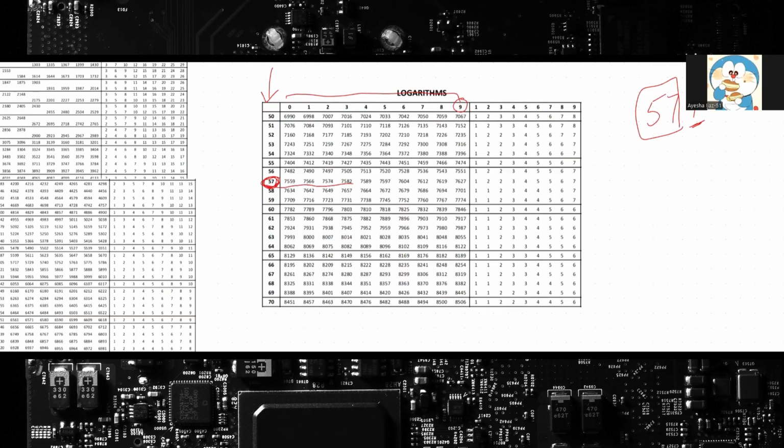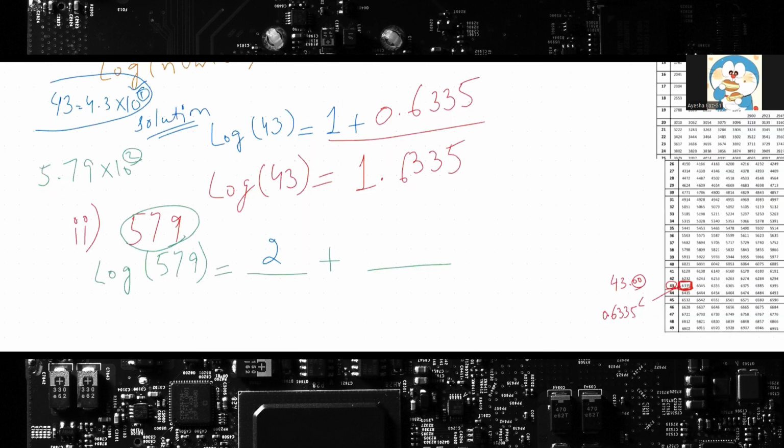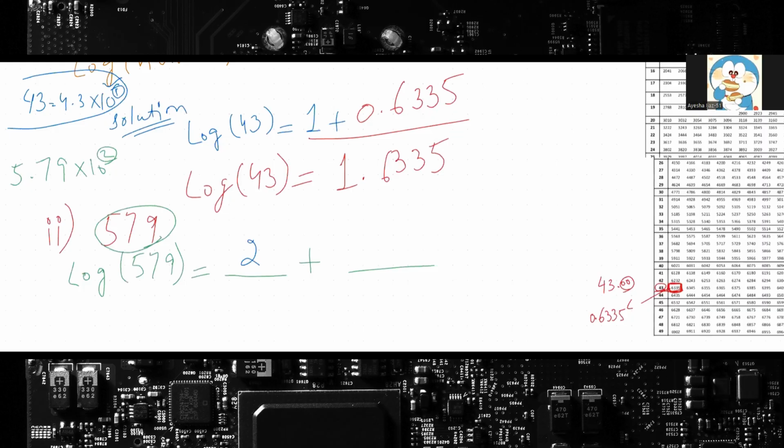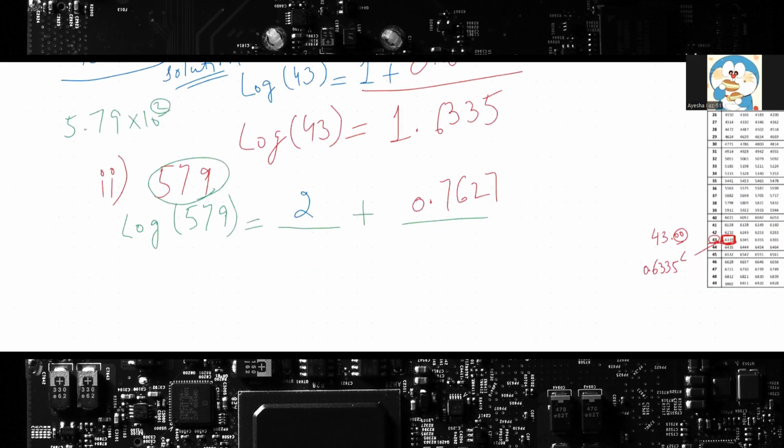So you can place a ruler here and move in this direction. So what number came here? 7627, right? And now we need to write this number in decimal point. So we'll write it like this: 0.7627. See how easy it is. So simply we'll write 0.7627 over here, and after adding these two numbers, which is 2 plus 0.7627, we'll get 2.7627, and this is the log of 579.